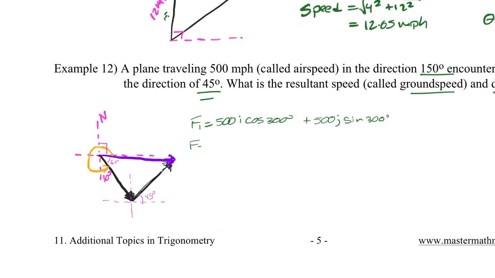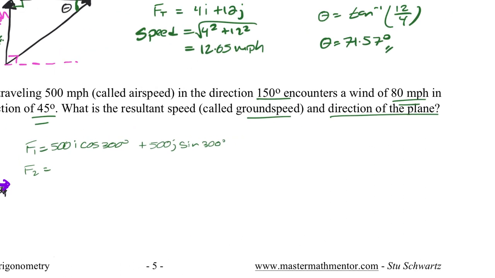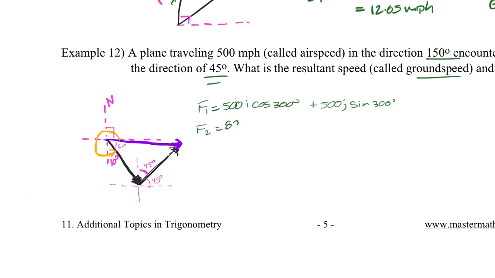Now the force 2, that is the wind in this case, this is 45, right? Actually, my original 45 angle was here, but then this one is also 45, so we can complete that 90. So in this case it is 80 I cosine of 45 plus 80J sine of 45.